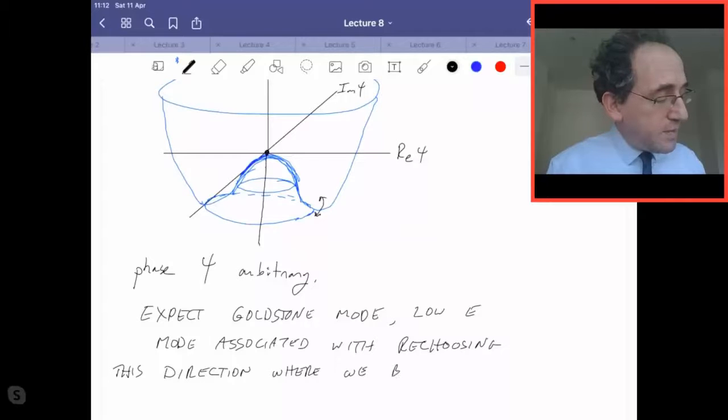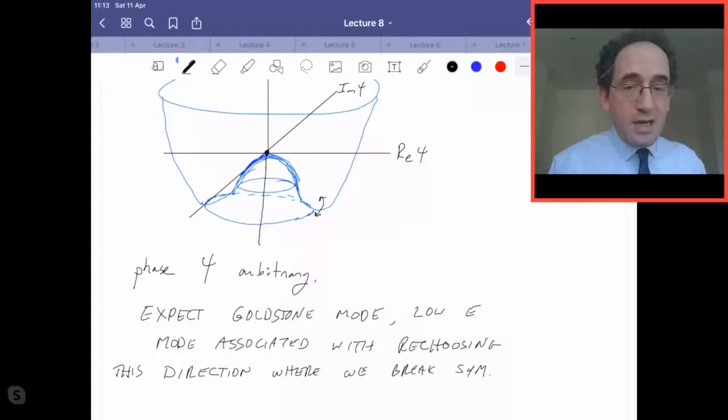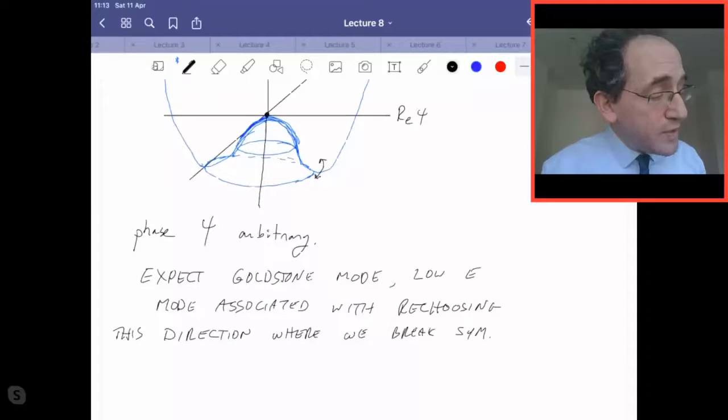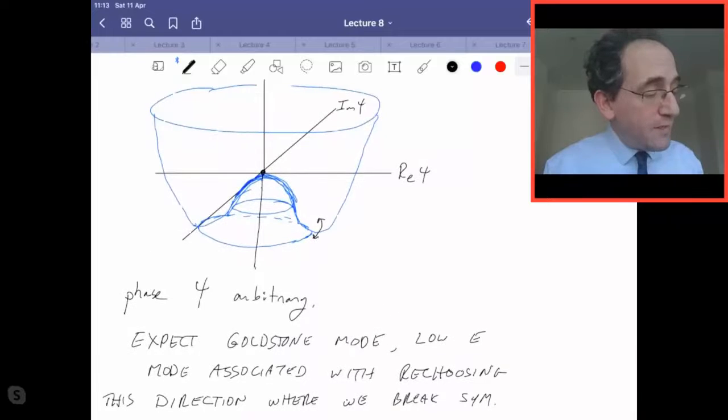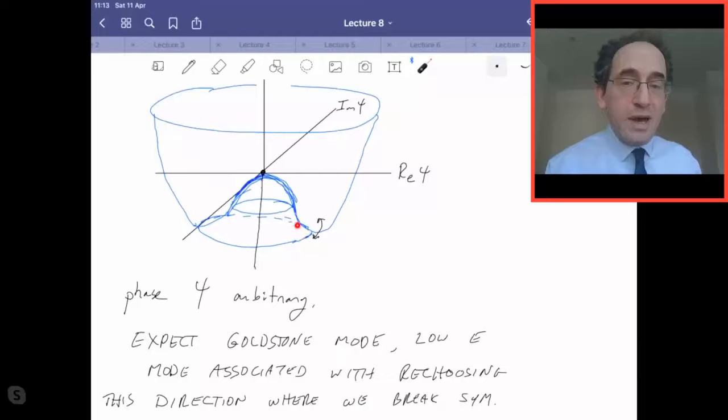We break symmetry. So in other words, we could have chosen any point around the rim of this Mexican hat, around the rim of this minimum. Any point around here could have been chosen as the ground state, and then once we choose that direction on the ground state, there's going to be a low energy mode associated with allowing this direction to wiggle. It's like a spin wave mode.